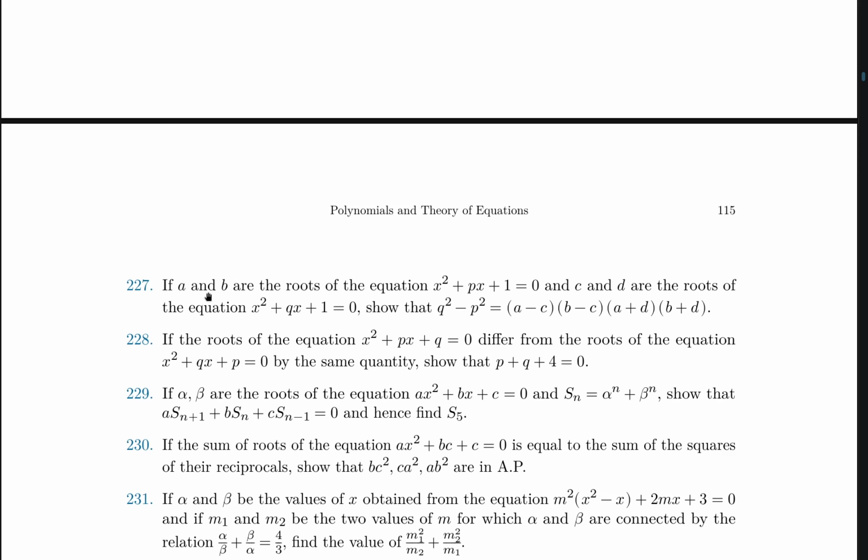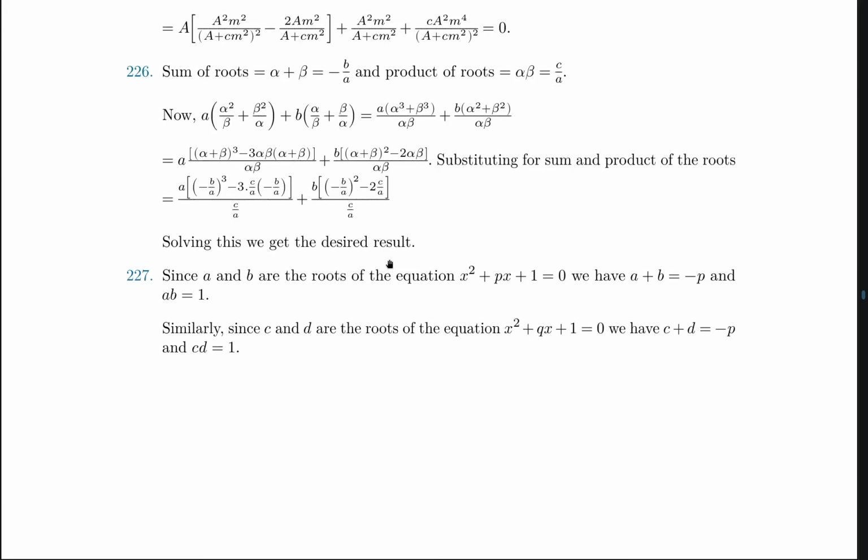Question 227 says that if a and b are the roots of the equation x square plus px plus 1 is equal to 0, and c and d are the roots of the equation x square plus qx plus 1 is equal to 0, show that q square minus p square is equal to a minus c into b minus c into a plus d into b plus d.